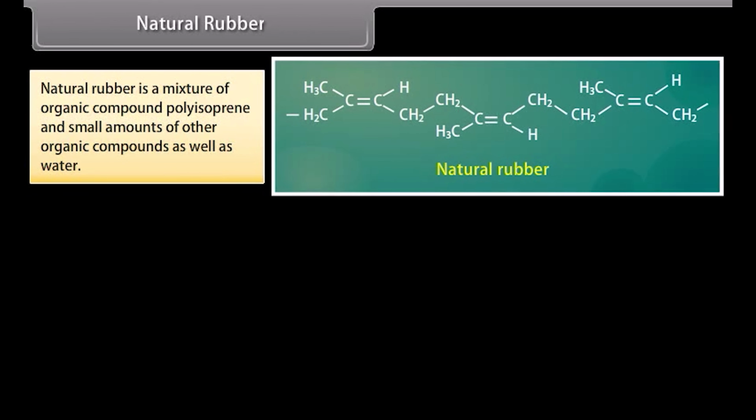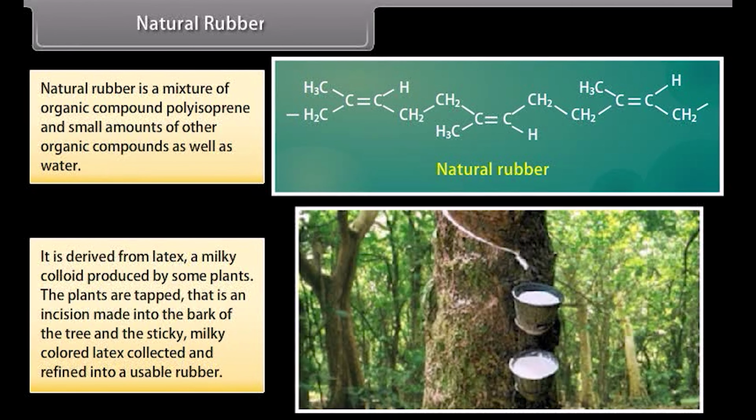Natural rubber. Natural rubber is a mixture of organic compound polyisoprene and small amounts of other organic compounds as well as water. It is derived from latex, a milky colloid produced by some plants. The plants are tapped, that is, an incision is made into the bark of the tree, and the sticky, milky-colored latex is collected and refined into a usable rubber.